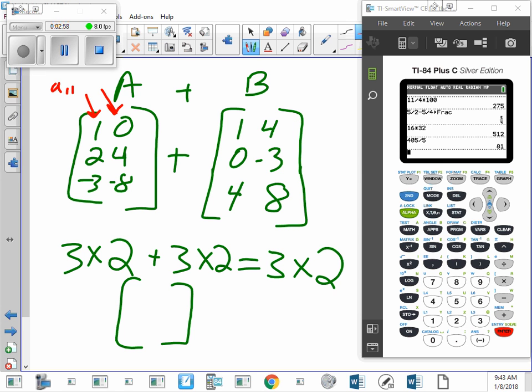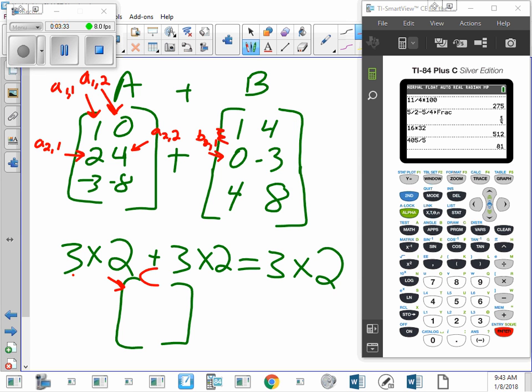So this number would be called A12. And then this number would be called A21, and this number would be called A22. And then similarly on the other side, this one would be called B21. Okay, so this one here, let's say that the answer matrix is C.